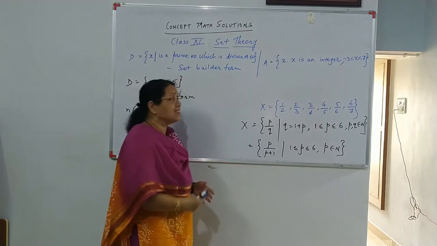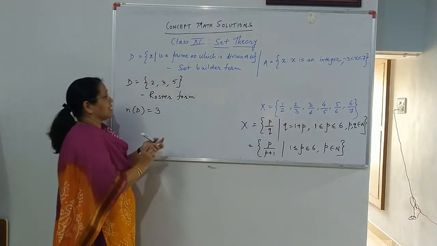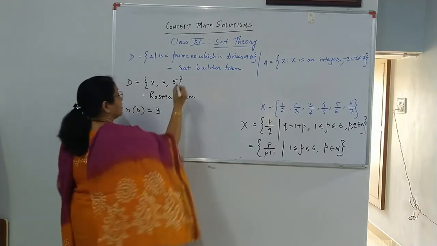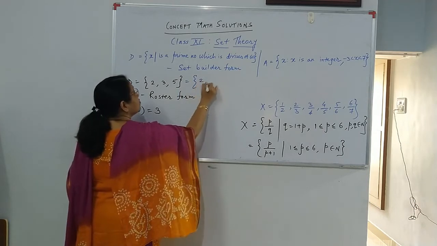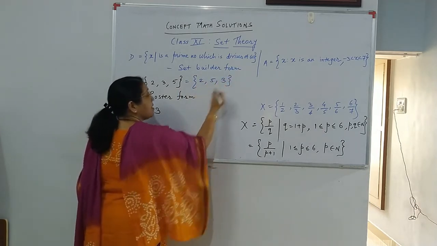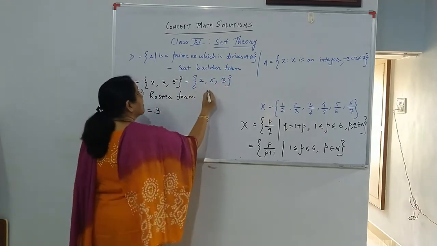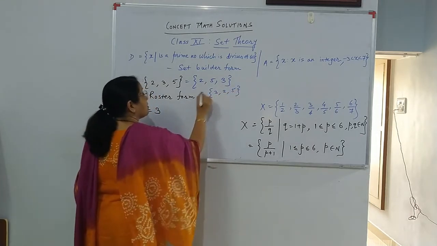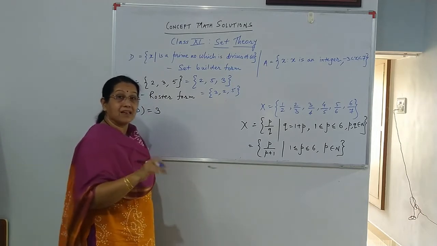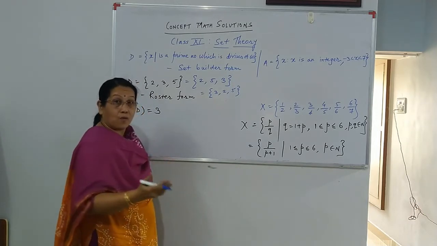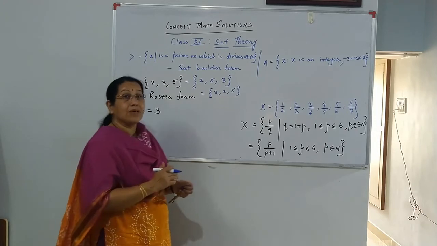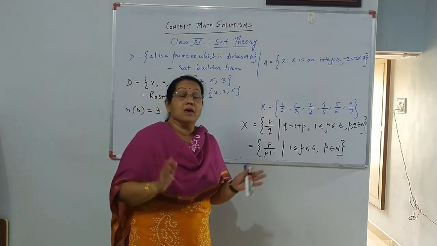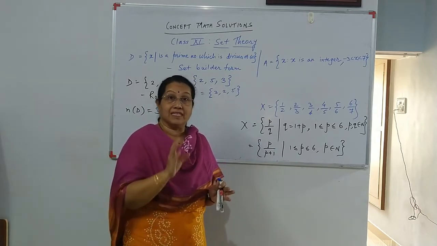Now, when I list the elements, suppose I take this set again, 2, 3, 5. The order of the elements does not matter. Like I can write this as 2, 5, 3. It is one and the same. I can write this as, say, 3, 2, 5. It's one and the same as long as the number of elements and the elements are the same. So the sequence of members or elements in the set does not matter. It does not change the set.